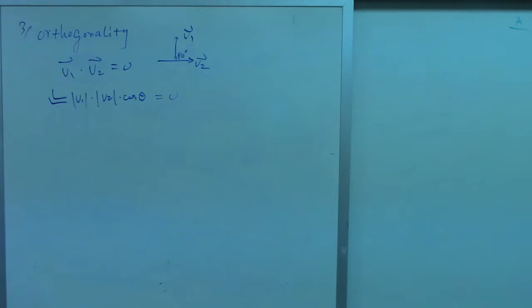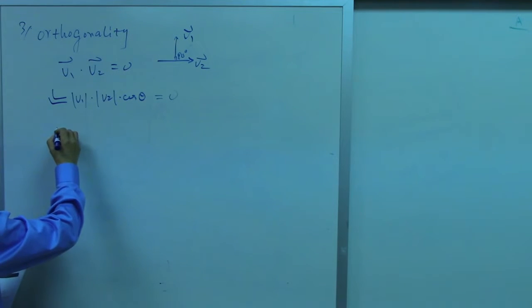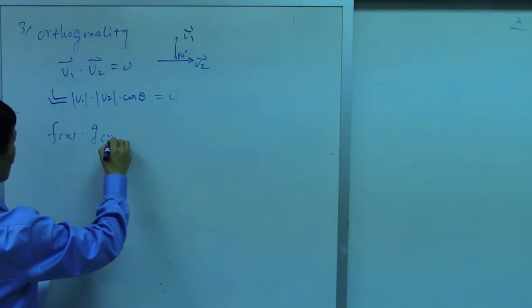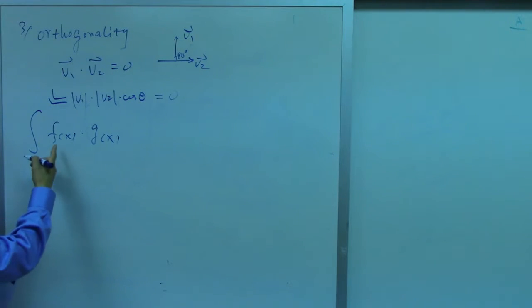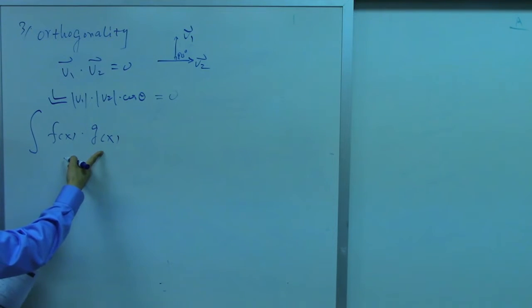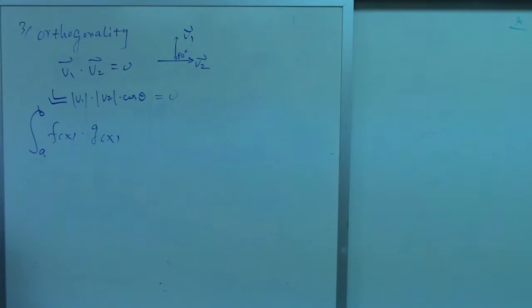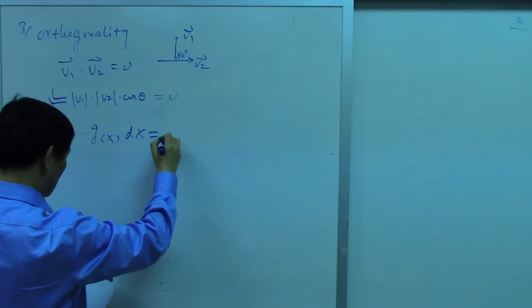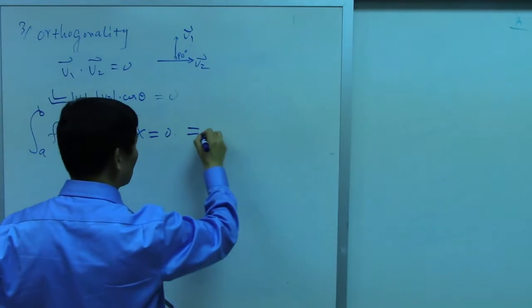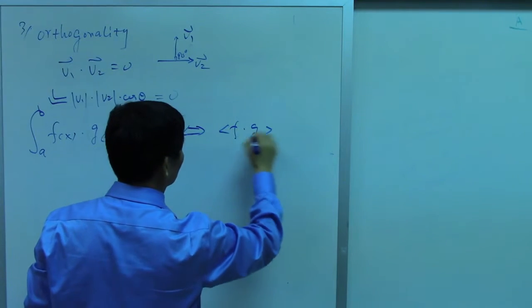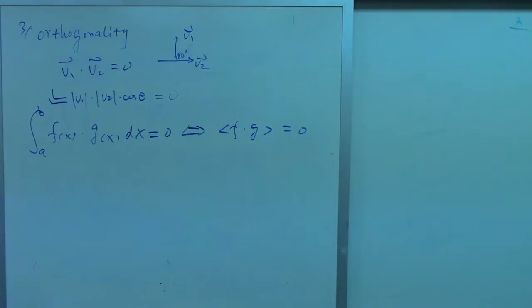In this class, we don't discuss vectors, instead we discuss signals or functions. We claim two functions, f(x) and g(x), are orthogonal to each other. The definition is the integral of f(x) times g(x) over some domain, from A to B, and if this integration equals 0, then we call these two orthogonal to each other. We write this as f dot g equals 0. So these two signals are orthogonal to each other.